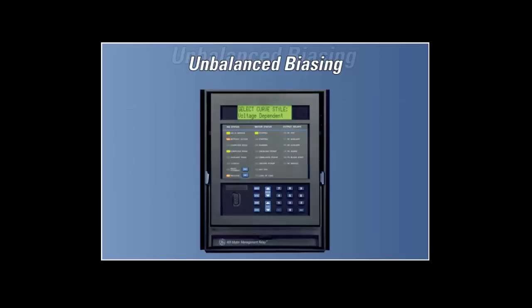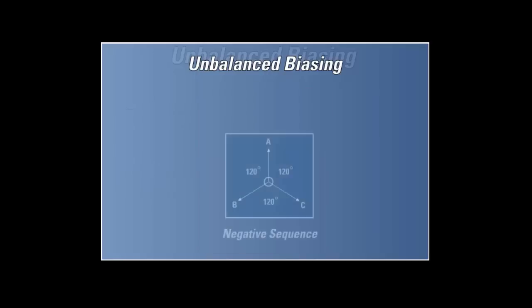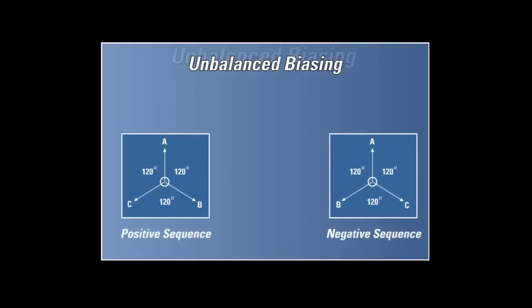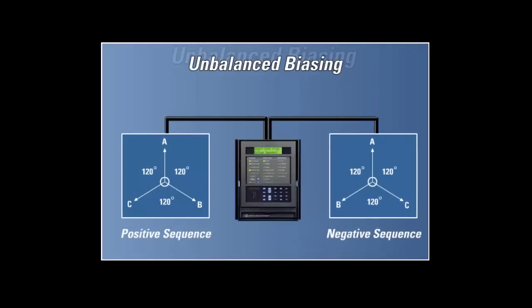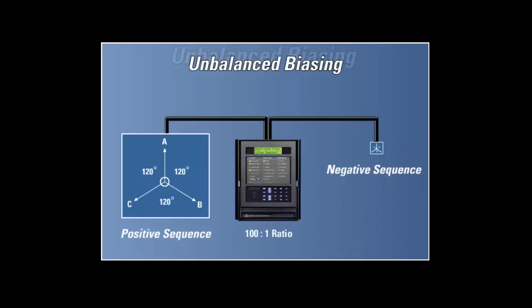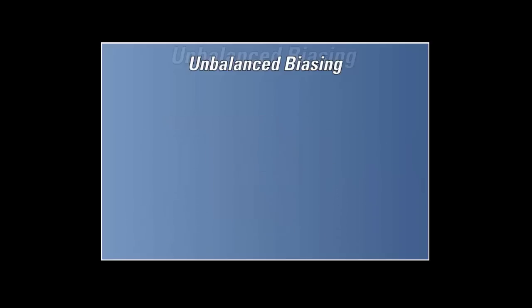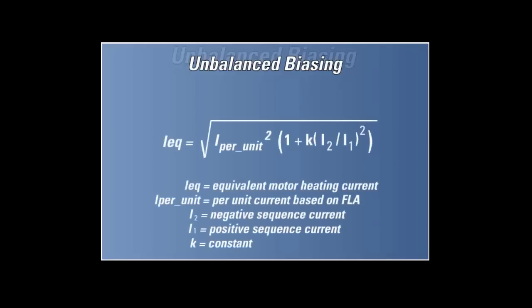The GE Multilin relay measures the ratio of negative to positive sequence current. The thermal model is biased to reflect the additional heating that is caused by negative sequence current when the motor is running. This biasing is done by creating an equivalent motor heating current rather than simply using average current, I per unit. This equivalent current is calculated using the equation shown.